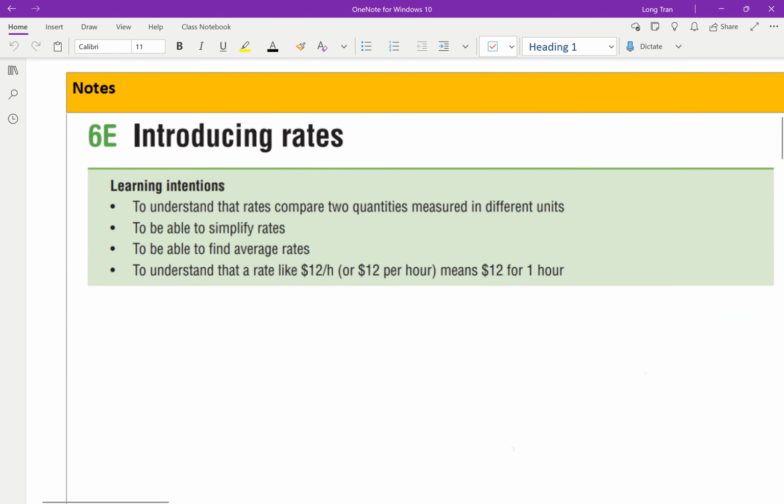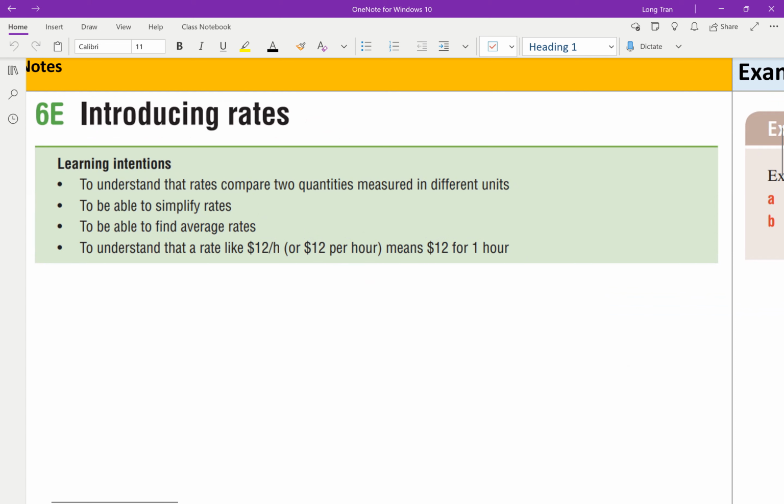Let's have a look. Introducing rates. So today you're just going to learn, well, what is a rate and how do you simplify them? That's the goal. For those who are very keen, you can try applying and doing problems with exercise 6G, but that's not what we're going to be doing. We're meant to be moving forward onto chapter 8.